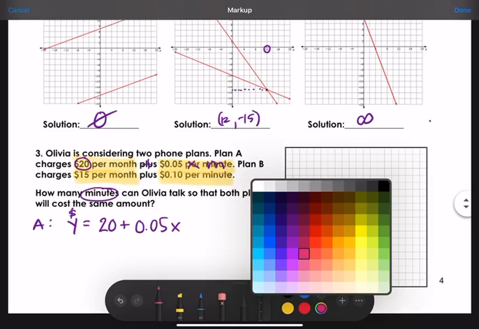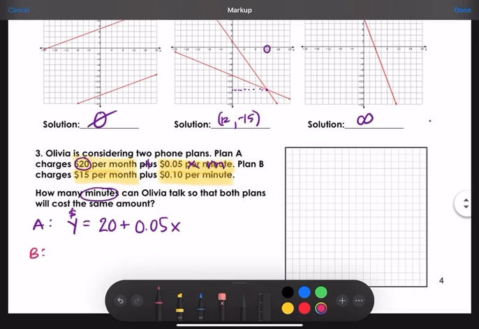Plan B is a little different. The total money she's going to pay for Plan B would be $15 per month, so it's a lower flat rate, but she's going to pay a little bit more per minute. So she's going to actually pay 10 cents per minute. So it's asking how many minutes can Olivia talk so that both plans will cost the same amount. Meaning, obviously this plan looks cheaper on the front end, but if she talks too much, this one's going to get expensive faster than this one. So we're going to graph these lines, and that point of intersection should answer this question.